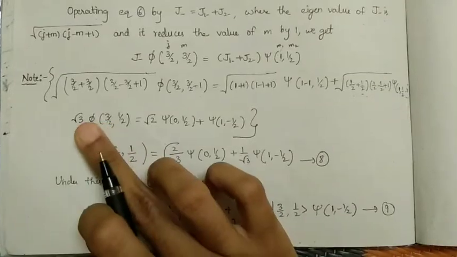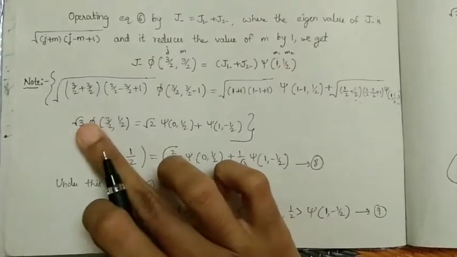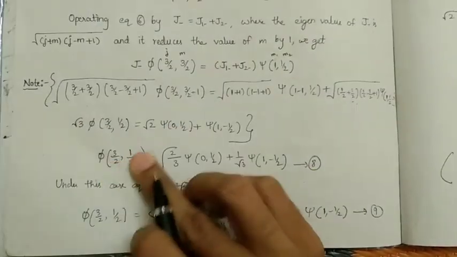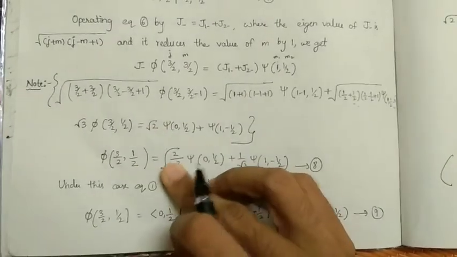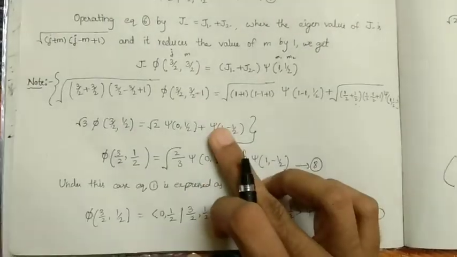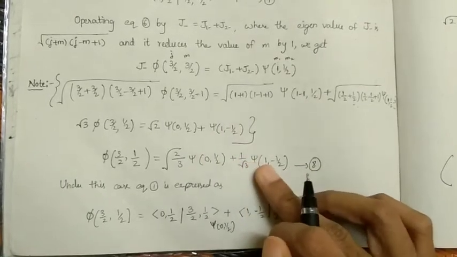So next thing is we need to send this root 3 that side. So here it is multiplied, here it would divide. So phi of 3 by 2 comma half is root 2 by root 3 psi of 0 comma half, and here 1 by root 3 psi of 1 comma minus half.